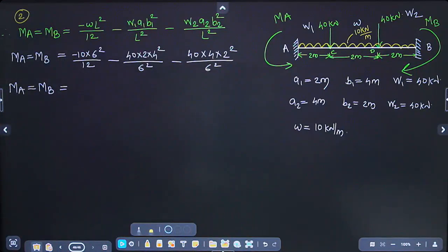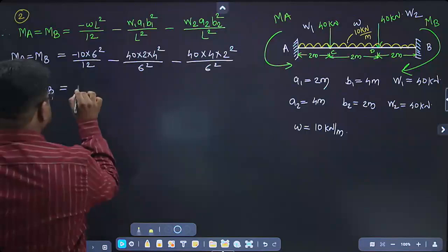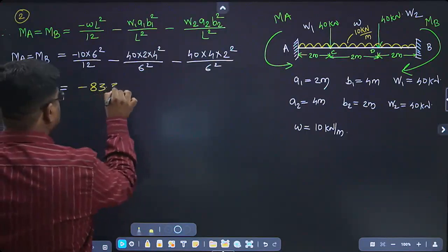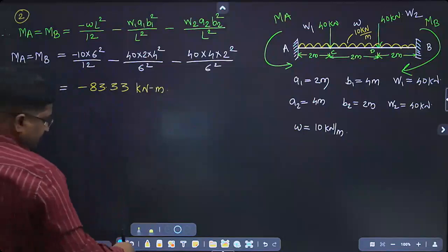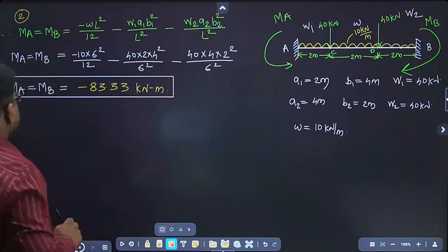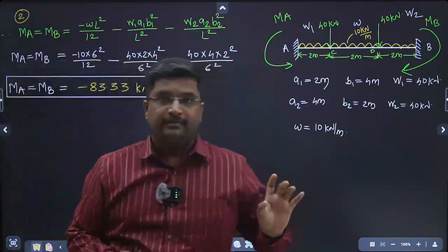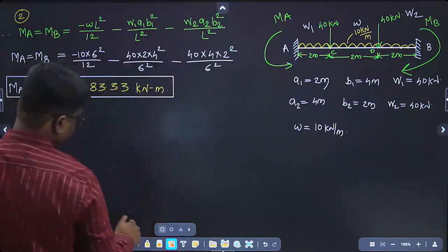So in exam, keep in mind, 83.33, that is the correct answer. Monica, Sanjana and Sonal, correct answer. So MA and MB both will have the same magnitude, that is minus 83.33 kilonewton meter. Minus sign indicates it is hogging in nature. So this is MA and MB. We have got the values minus 83.33.